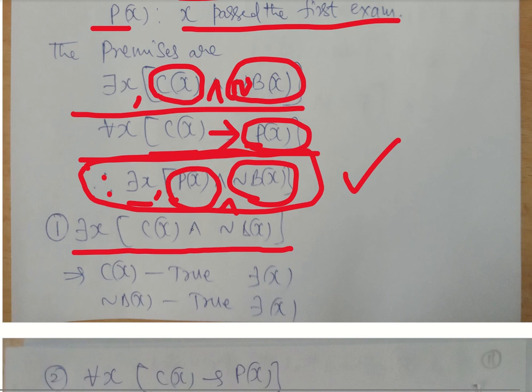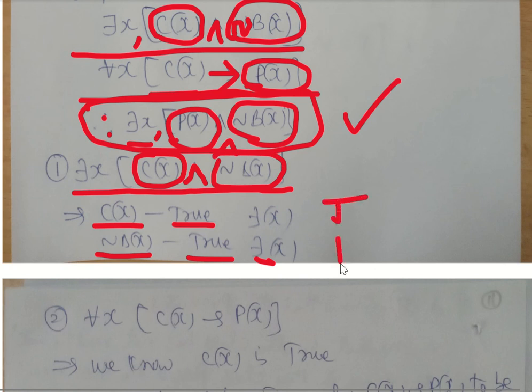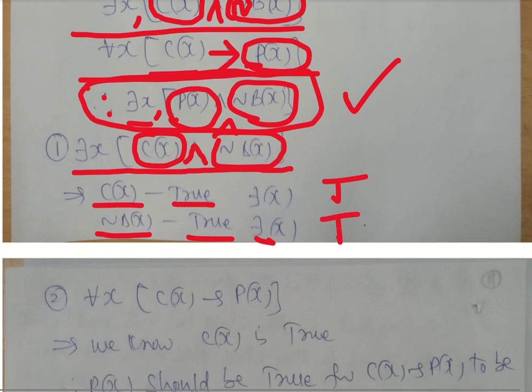C of x is true, assume now for some x. Negation of B of x is true for some x, because we have used a conjunction. When will a conjunction be true? When both the premises are true. So as per this, C of x is also true, and negation of B of x is true. When negation of B of x is true, B of x is going to be false.